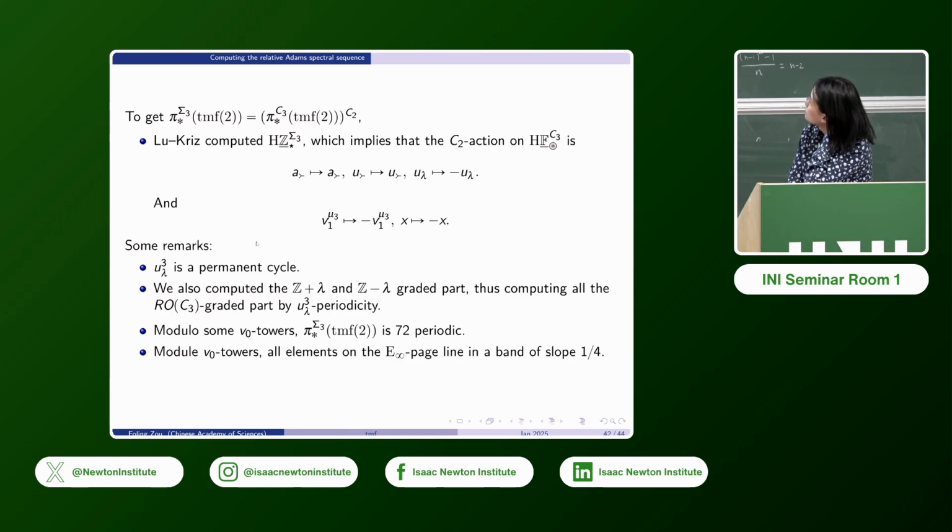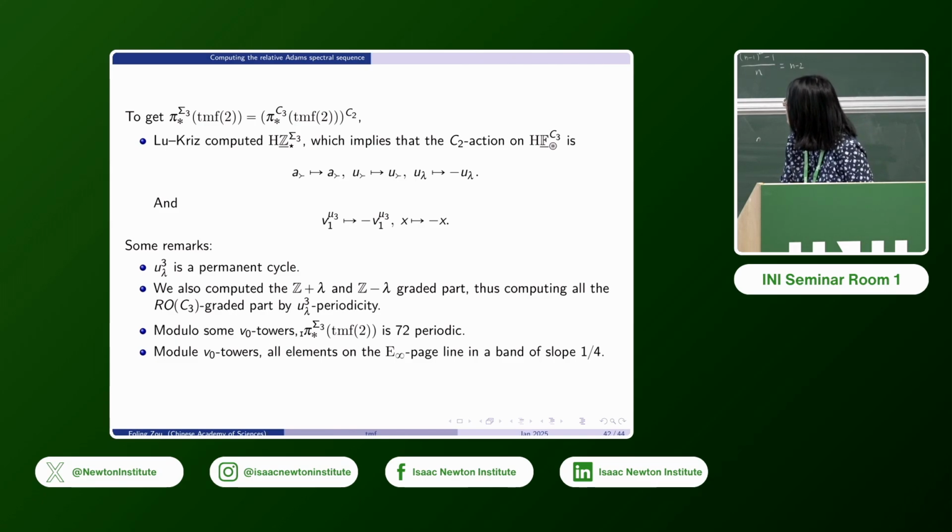And some remarks of what we observed in the computation. Number one, U lambda cubed is a permanent cycle. And we also computed the Z plus lambda and Z minus lambda graded part. So we have computed all the RO(C3) graded part by this periodicity. And modulo some V0 towers, the Sigma 3 fixed point is 32 periodic, just like you have for TMF.